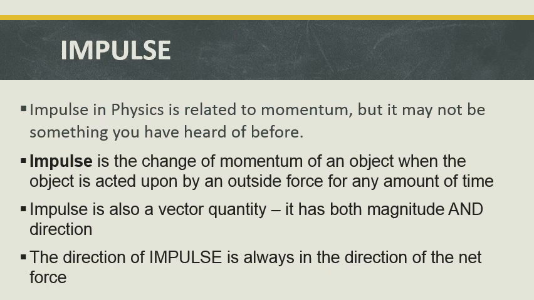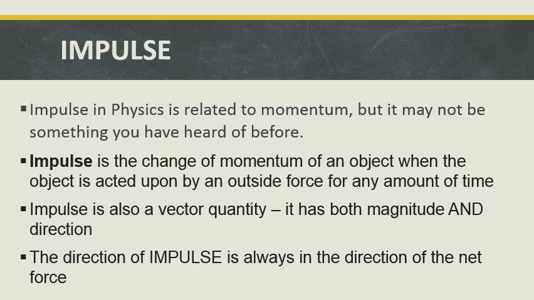In physics, though, impulse is related to momentum, but it may not be something that you've really heard of before. So I'm going to try to take this kind of slow. And impulse is simply the change of momentum. So if you're going down the hill on a sled and you hit a tree, that moment of impact is referred to as impulse because it changes your momentum. Or even if you just hit a dry patch when you're skiing, that changes your momentum. And that moment of change is again called impulse.